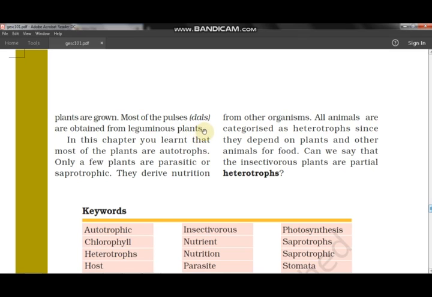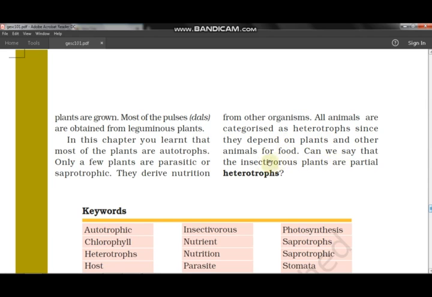So this is the end of the chapter. In this chapter we learned that most of the plants are autotrophs. Only a few plants, like we have seen the cascata, are parasitic, or saprotrophic, like we have seen the mushrooms. So they derive nutrition from other organisms. All animals are categorized as heterotrophs since they depend on plants or on another animal for food.